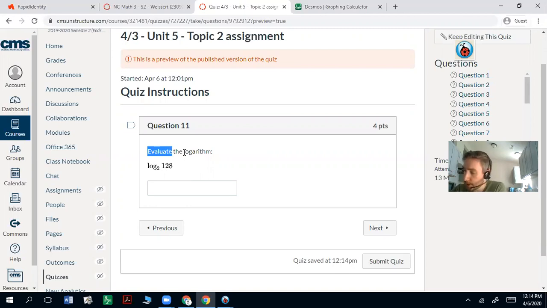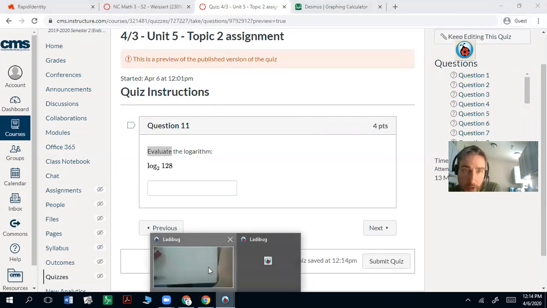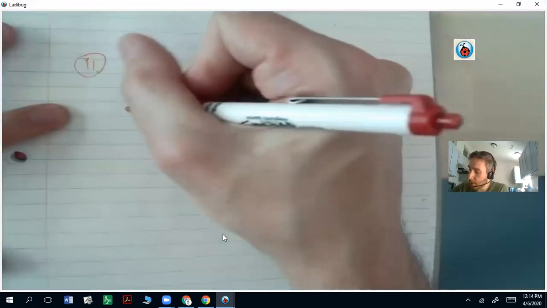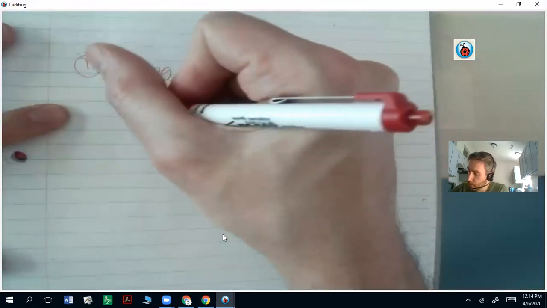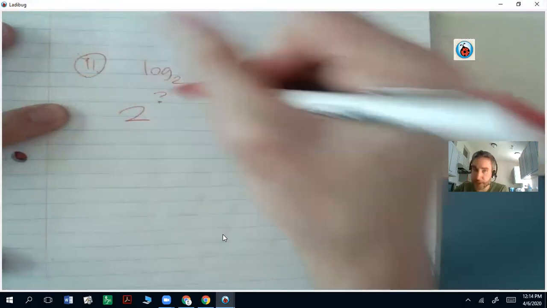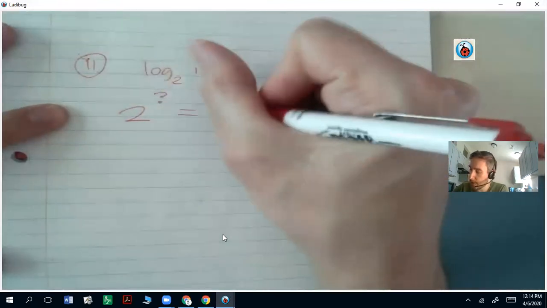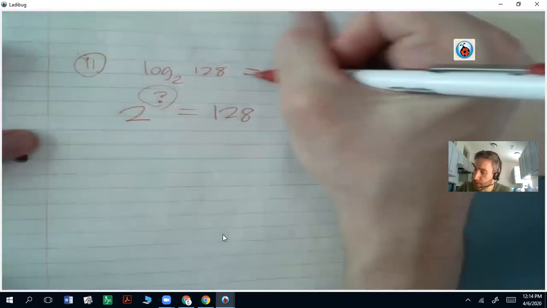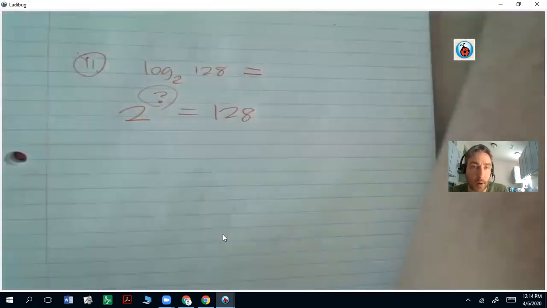So let me write that down and do a couple harder ones too. The interpretation of log base 2 of 128 is you've got to think about what number can I raise 2 to give me 128? Once you figure out that number, that is the answer to this, okay? So 2 to what power is 128?